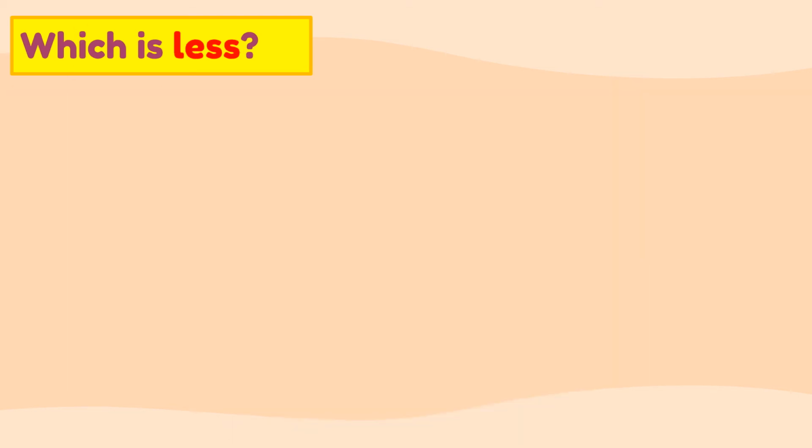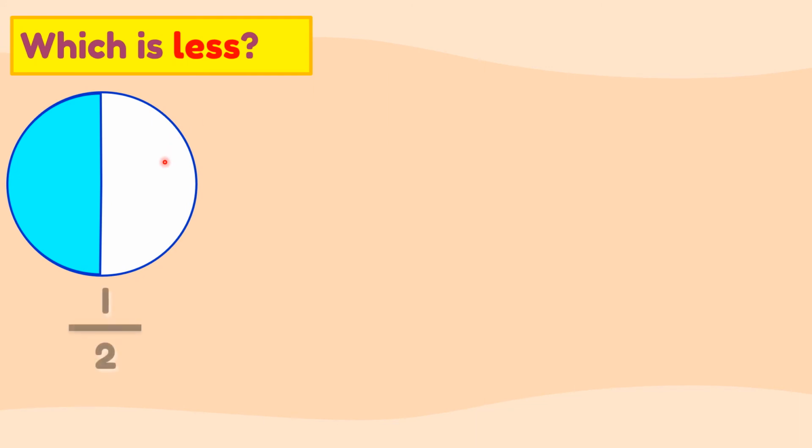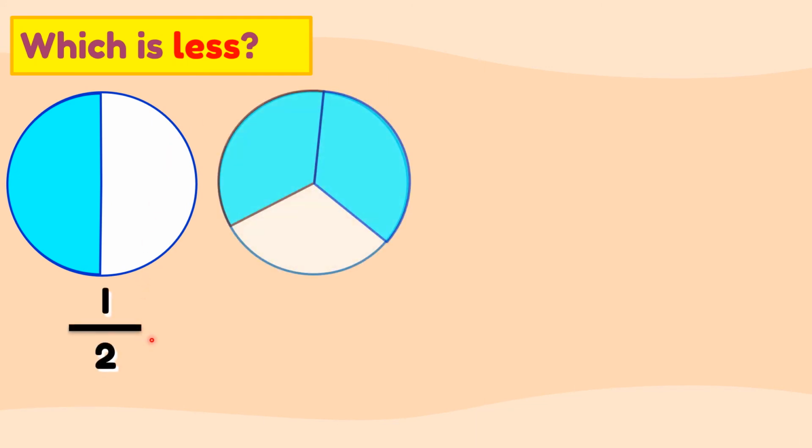Let's find which is less. Let's look at the first fraction, 1 over 2. The second fraction is 2 over 3. Now, let's look at the numerators and denominators. These two fractions have different numerators and different denominators. How to compare the fractions?